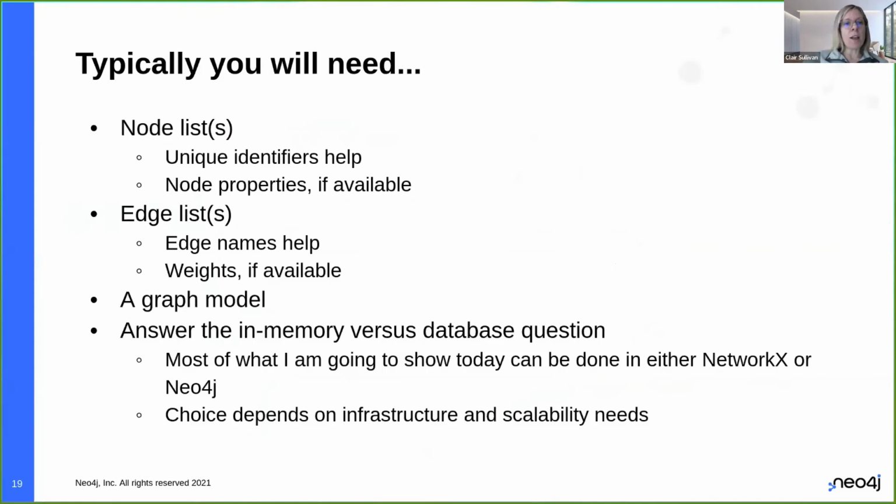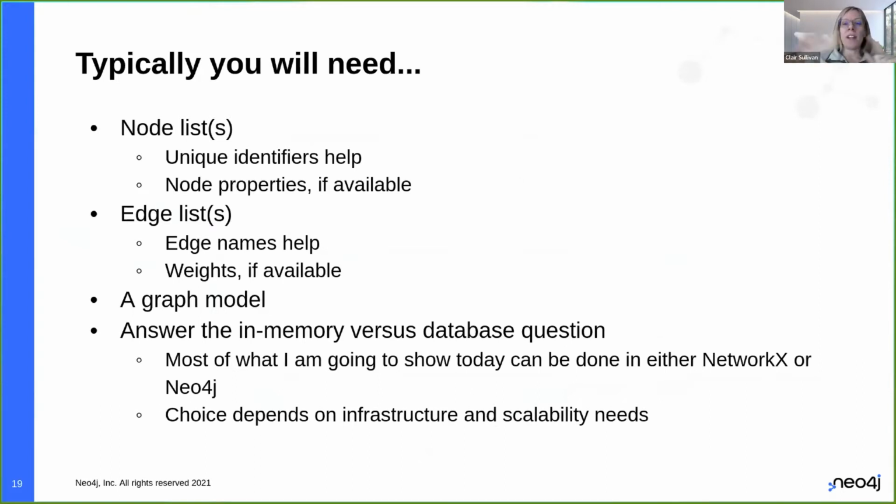Well, let's talk about it. First, we have this concept of nodes, right? We talked about those before. Nodes are unique things. It'd be nice if you have unique identifiers. It's nice if you have properties. You can throw those in there too. You don't have to, but just if you want. So we could have a list. We have a node list.